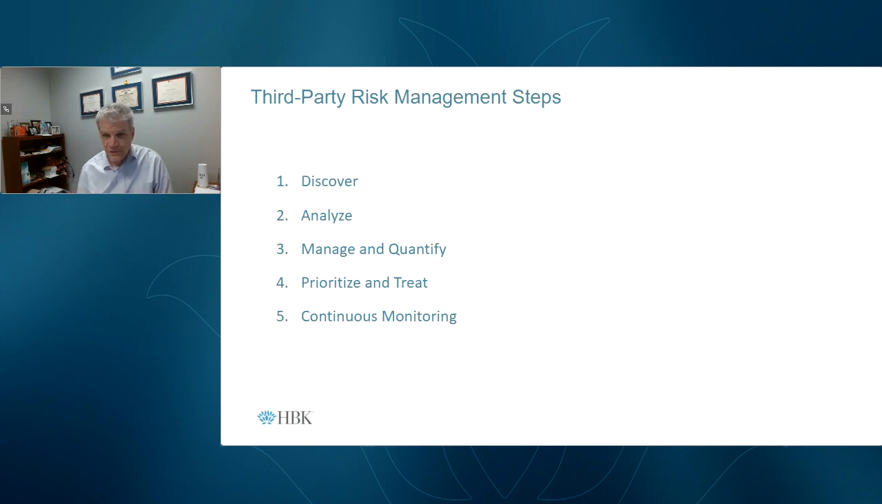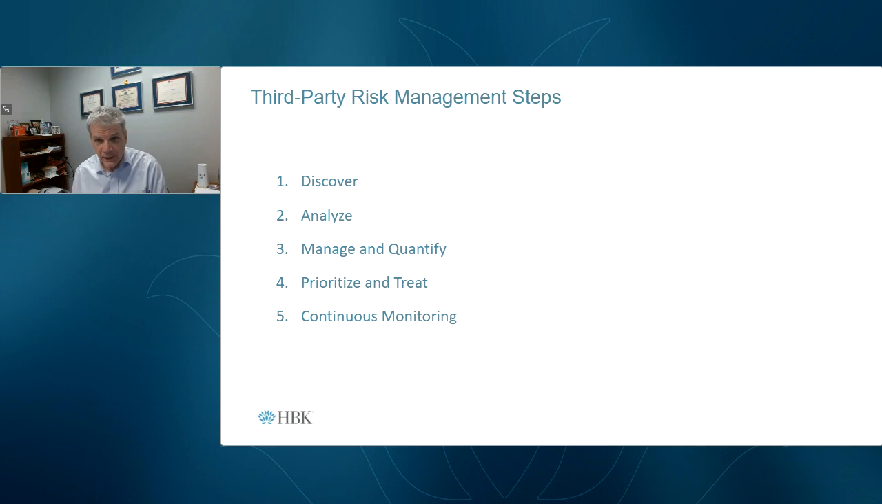And I just wanted to go over some of this. This is if you haven't put in a third-party risk management program, or if you're just new at it, and then I'll talk later in the presentation about some of the things that you can do, identifying gaps and what the characteristics of a mature program would be. So you've got 5 stages here: discover, analyze, manage and quantify, prioritize and treat, and then continuous monitoring.